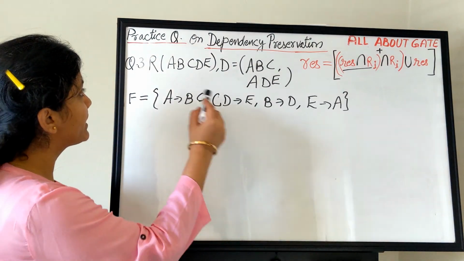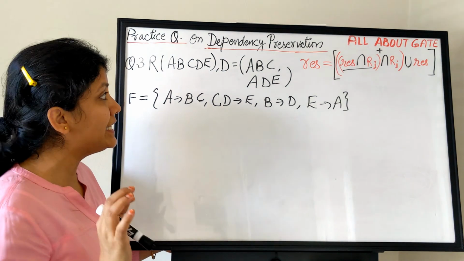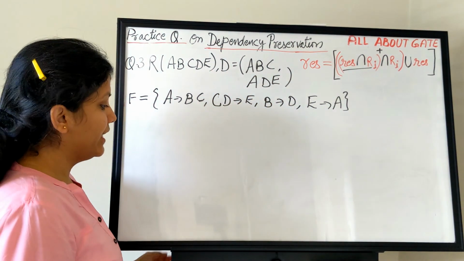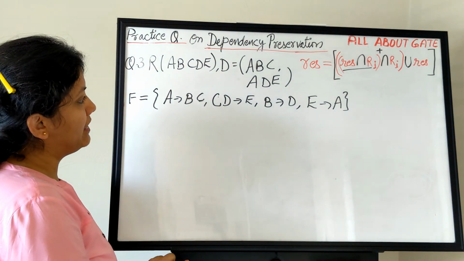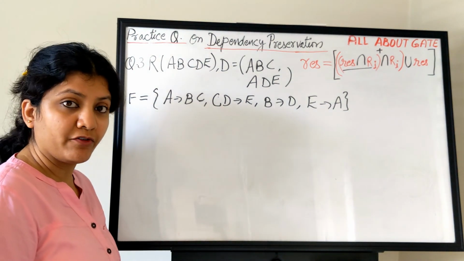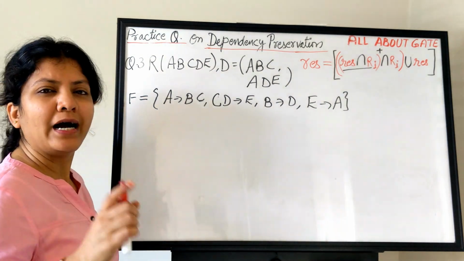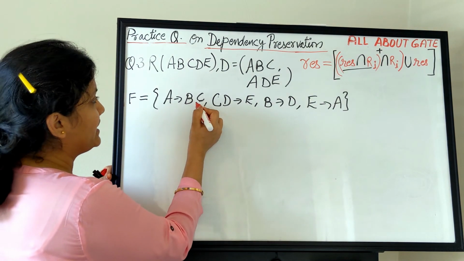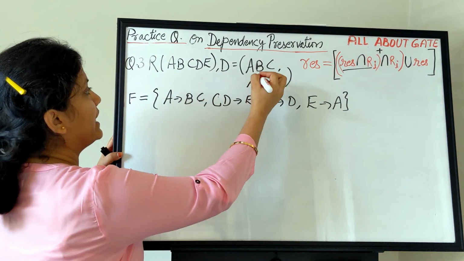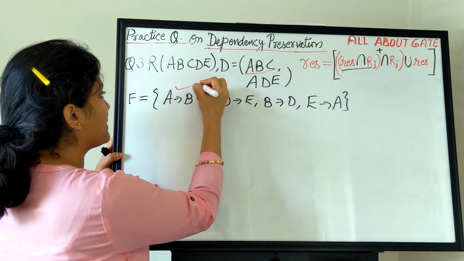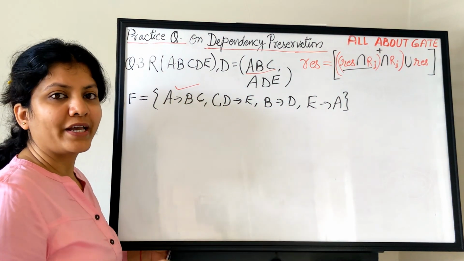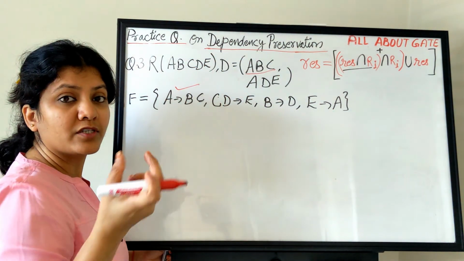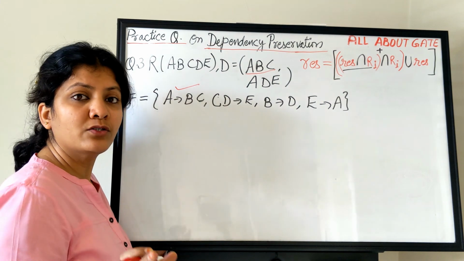Question number 3, where we again have a relation R with A, B, C, D, E. The decomposition set is ABC and ADE. The next is the FD set, which has 1, 2, 3, 4 FDs. Let's check for them one by one. The very first eye-blinking method. A determines BC. Can we check that? Yes, we can check that, and it is right here and it is present. Again, determinant and dependent, all the attributes are part of this sub-relation. That means this dependency is true there.